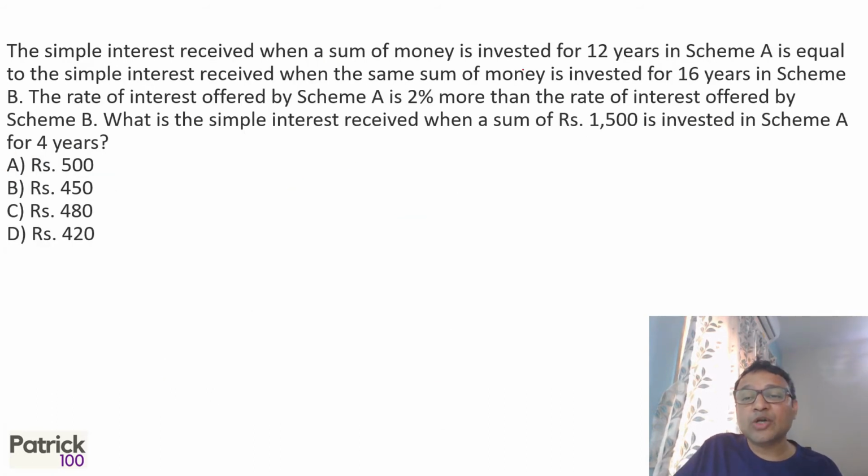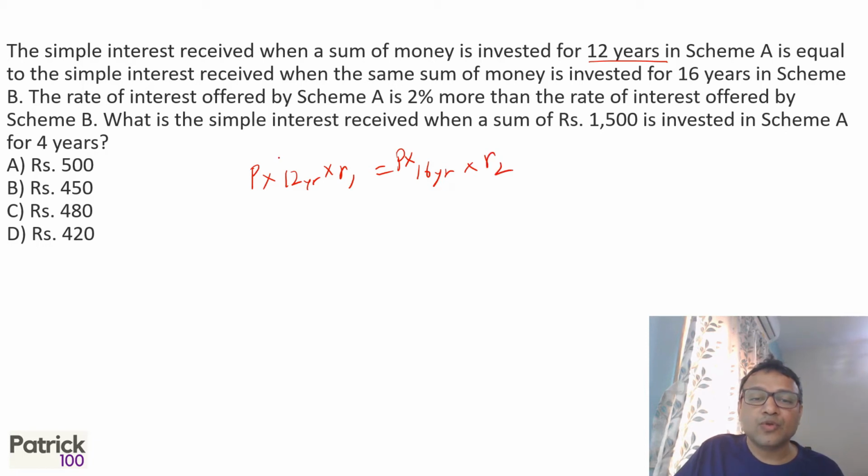Simple interest received on a sum of money invested for 12 years and 16 years. So your time periods are 12 and 16 years. Since the interest is the same, P into 12 into rate of interest 1 is equal to P into 16 into rate of interest 2. So we can make out that rate of interest 1 upon rate of interest 2 is 16 upon 12, which is 4 upon 3.